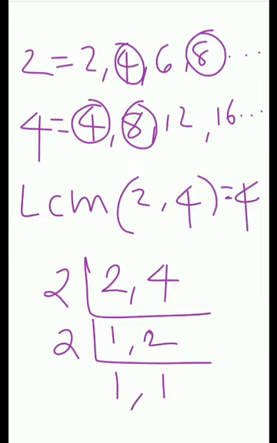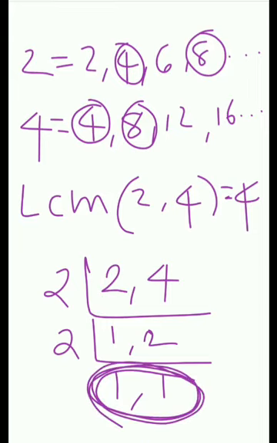So now we got 1 1 here at the bottom at the end. So we can continue like this until we get all the numbers as 1, and we multiply the numbers here on the left side. That is 2 into 2 is 4. You can do it this way also. So this is how we find the LCM of two numbers.